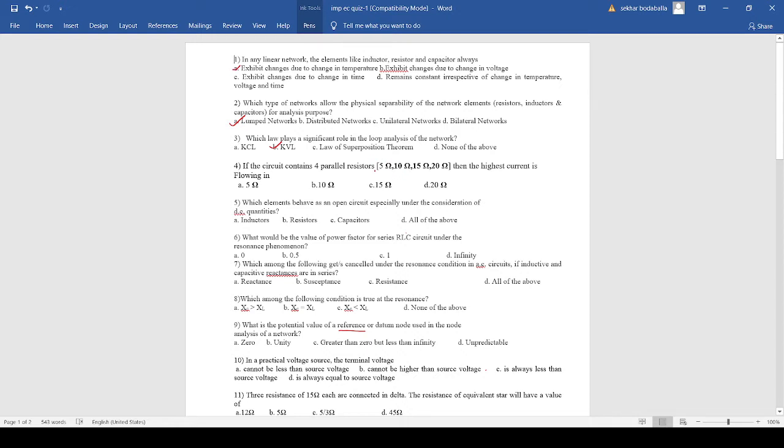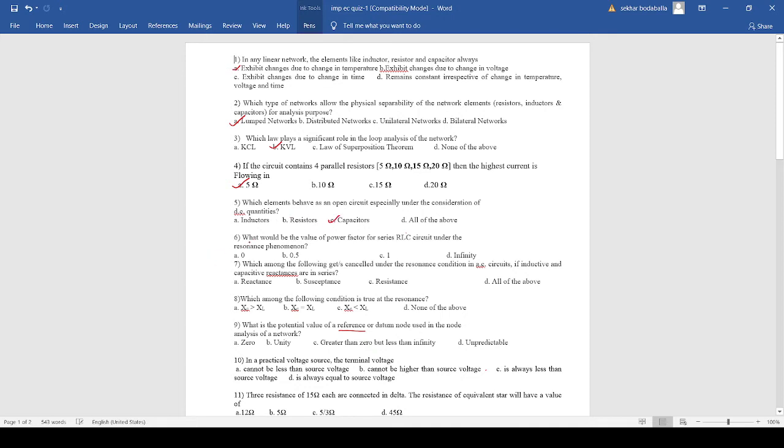So 5 ohm is the smallest among the given resistances. So highest current will flow through the smaller resistance, that is 5 ohms. So option A is the correct answer for fourth question. Let us go with the fifth one. Which elements behave as an open circuit, especially under consideration of DC quantities? So for DC quantities, capacitor will act as an open circuit.